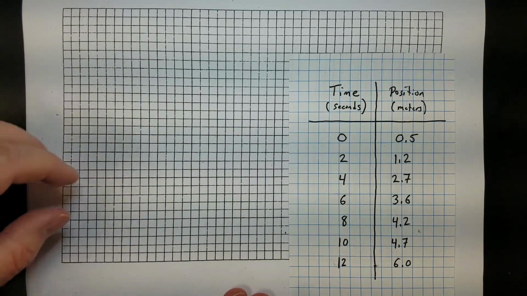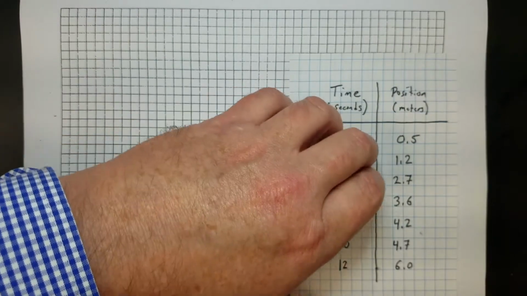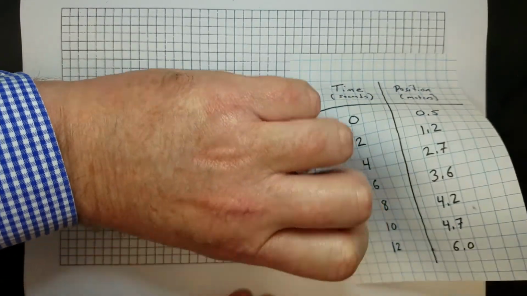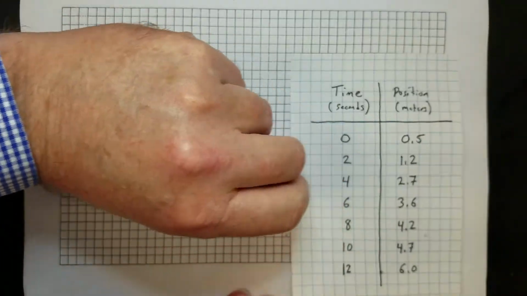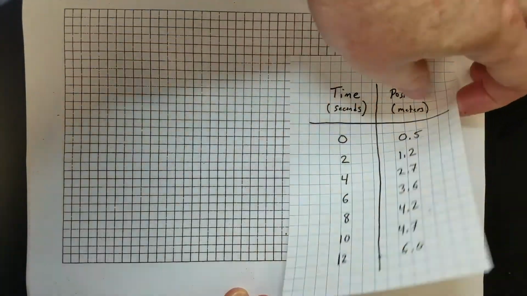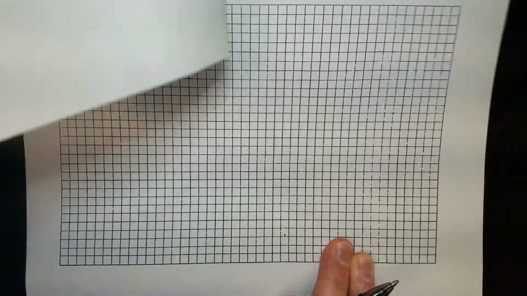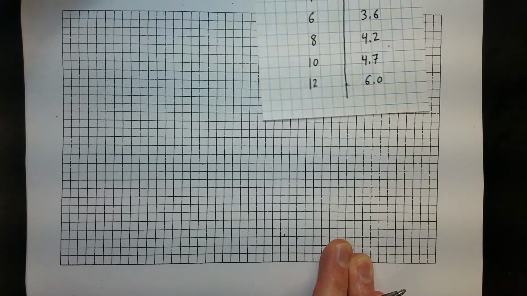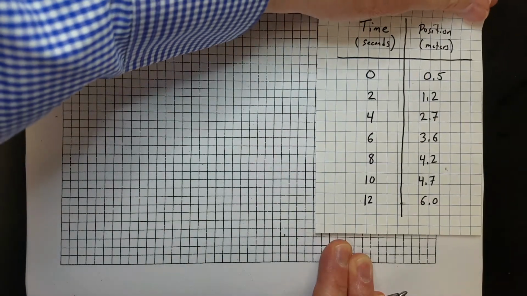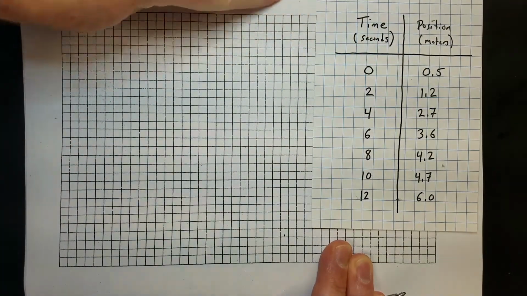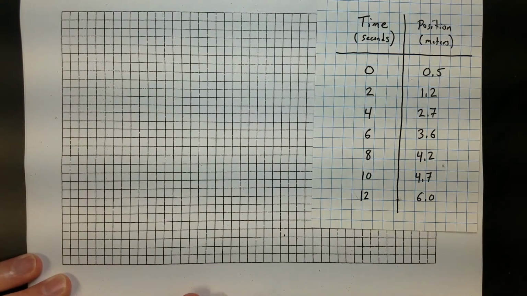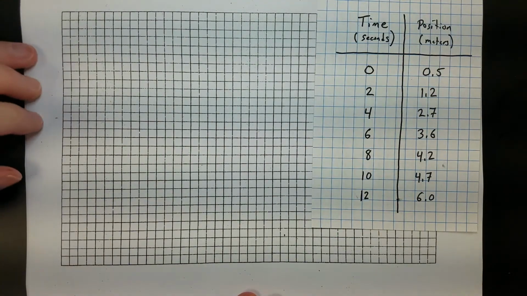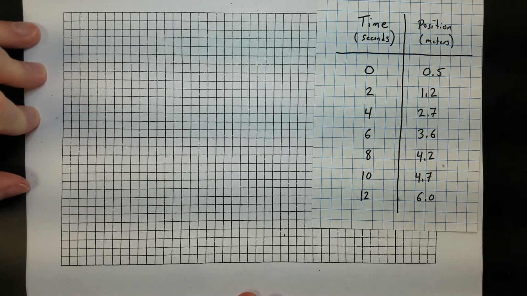Now what we're going to do is actually graph that. So we talked about dependent and independent variables on a data table, but on a graph, where does it go? So if I peel this off and put it out of the way over here so I can see. The independent variable always goes on your x-axis, your horizontal side. And the dependent variable goes on the left-hand side or the vertical side.